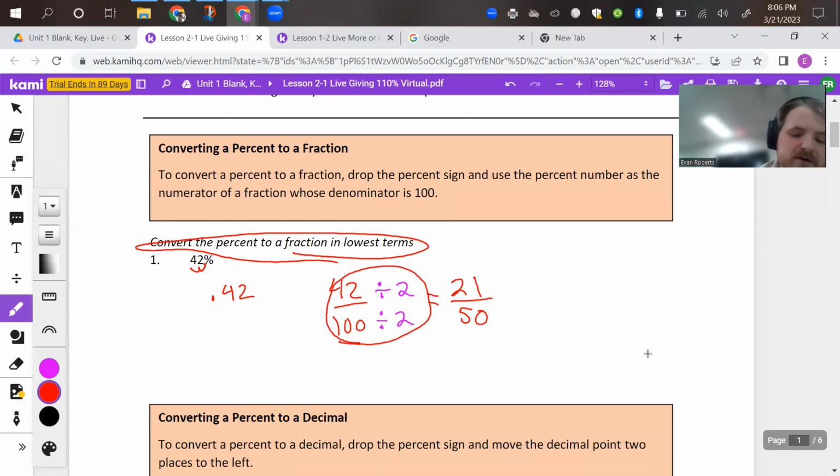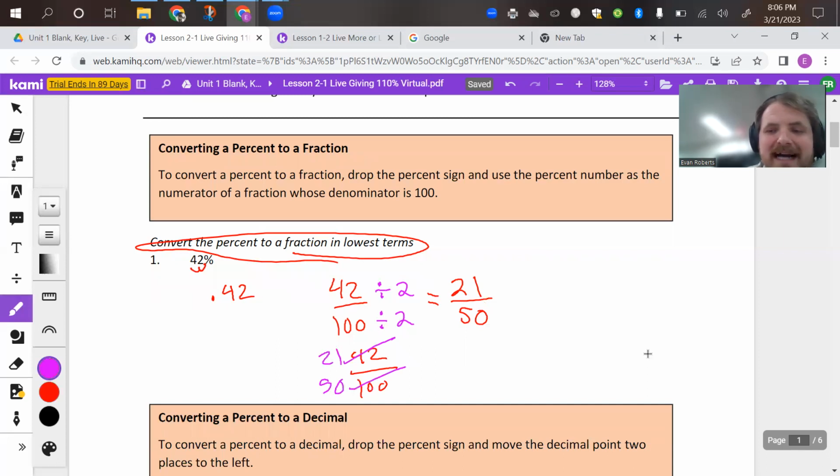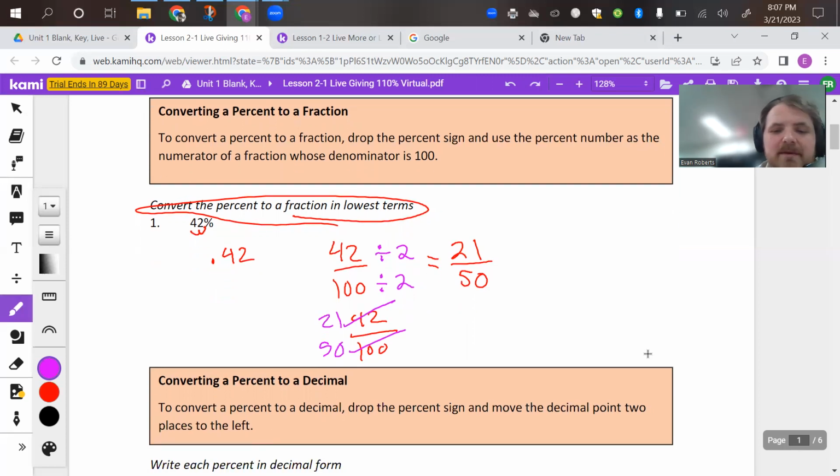This blue, or that's not blue, purple step is normally not shown. A lot of times teachers will just go like this. They'll go like that and say 21 and 50. Again, how they got there was they divided the top by 2 and the bottom by 2. I'll probably eventually start to do this, but for now, I'll show the division sign just to show you what's happening mathematically.